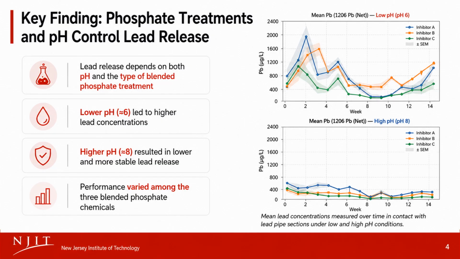But another important point is that the three phosphate chemicals did not behave exactly the same. So the takeaway is not just pH matters. It's that pH matters, but the type of inhibitor also matters.